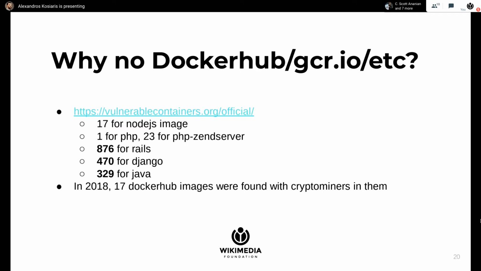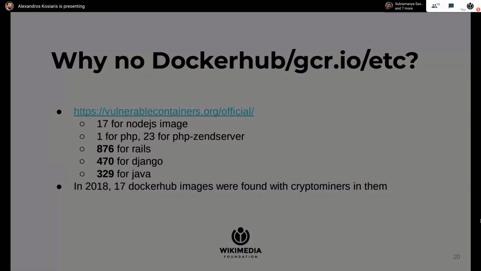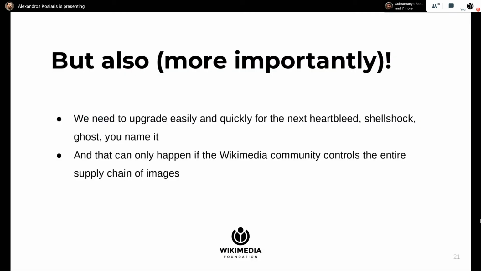Add to that the fact that back in 2017-2018, Docker Hub images were found with crypto miners in them. This is starting to paint a rather not rosy picture, quite the contrary. But the main reason we do not want to have other registries around is that we want to be able to upgrade very easily and quickly, without any blockers, whenever the next Heartbleed, Shellshock, Ghost, whatever vulnerability shows up.